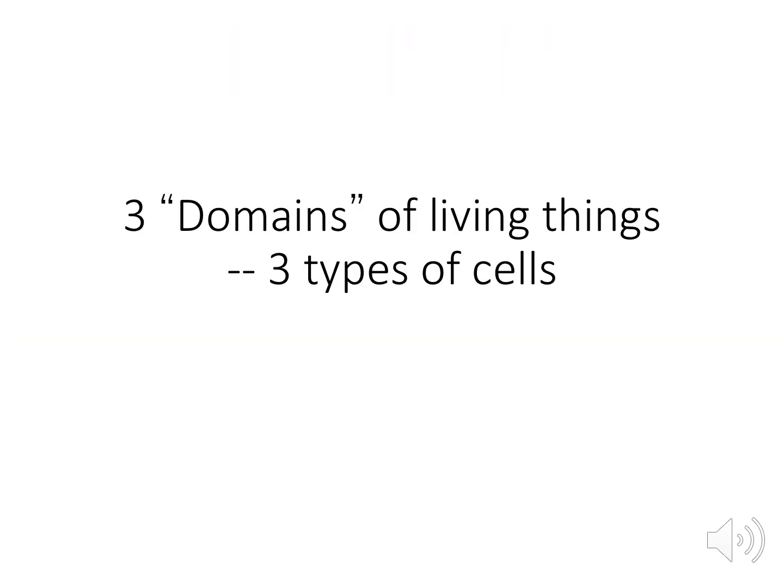So there are three domains of living things, three types of cells. One domain is the bacteria. The other one is the archaea, which were at one time thought to be bacteria. And then there's the eukaryota. Well, the eukaryota have the plants, the animals, the fungus, and a group of organisms known as the protistans or the protoctistans.